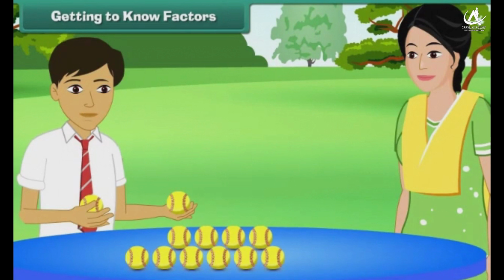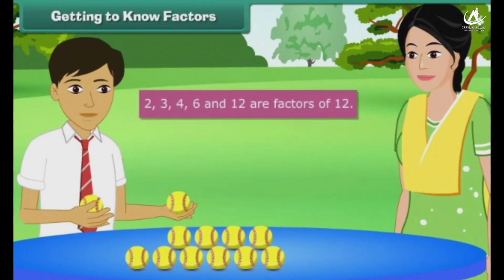The student picks up 2 yellow balls. She repeats the exercise with 4 more students. 2, 3, 4, 6, and 12 are the factors of 12.